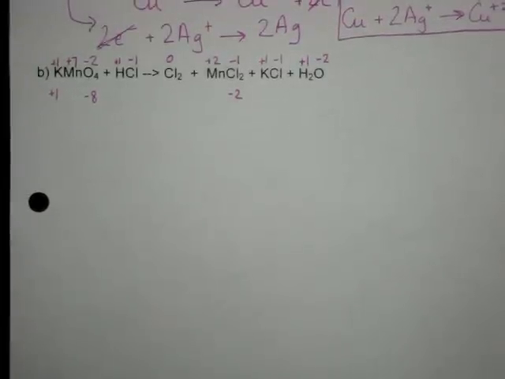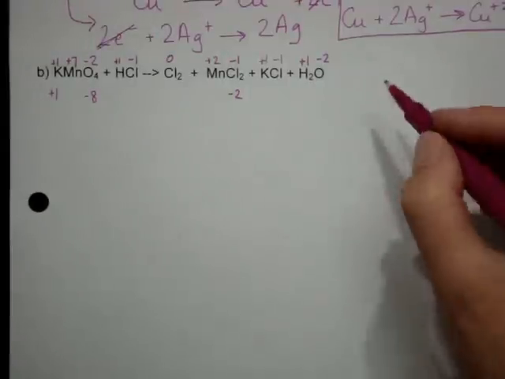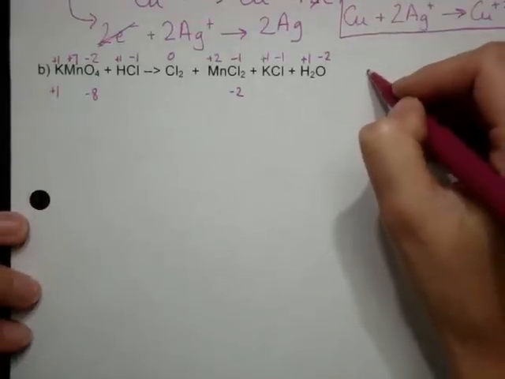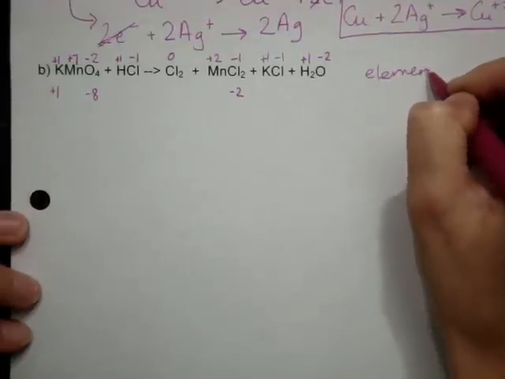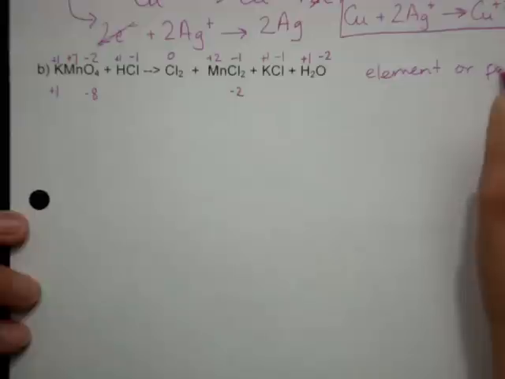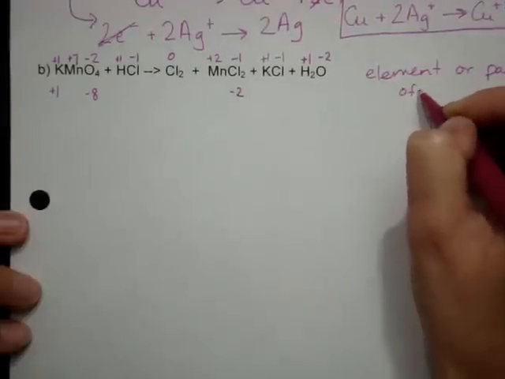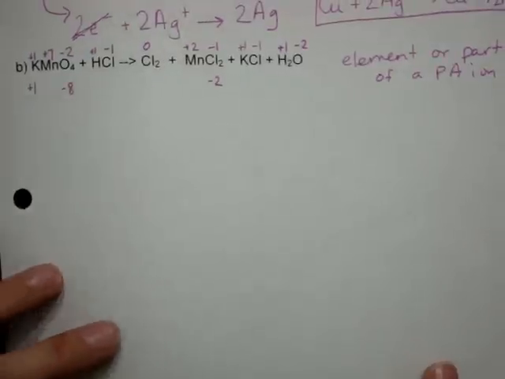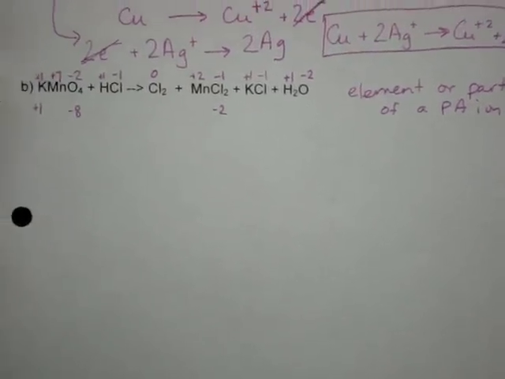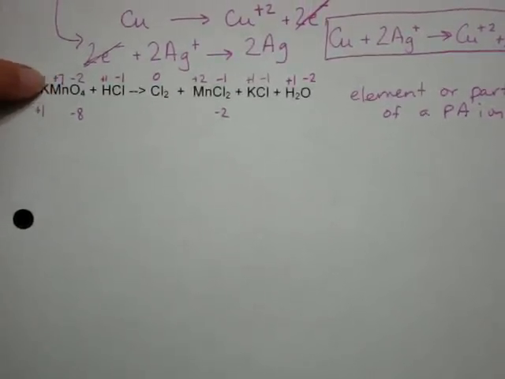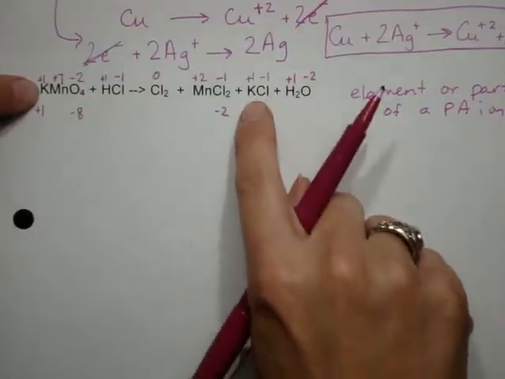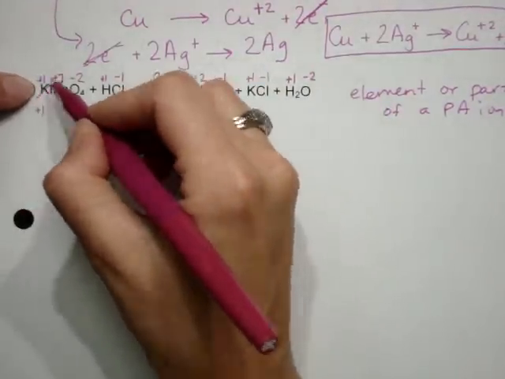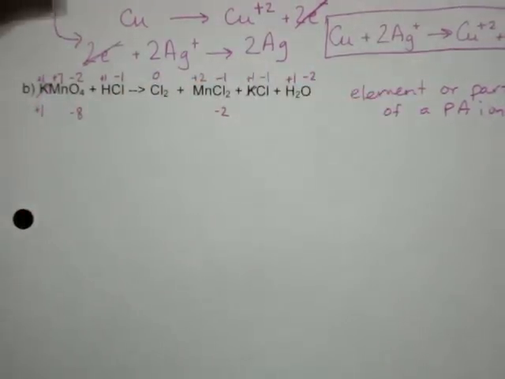So now we have to see what changed, and from that, we have to pick out only the important parts. To be an important part, it has to be the element or part of a polyatomic ion. That's how you decide whether or not to keep it. So if we compare the equation in potassium permanganate, potassium stays the same on both sides, so we don't need to mess with it at all. It's a spectator ion.